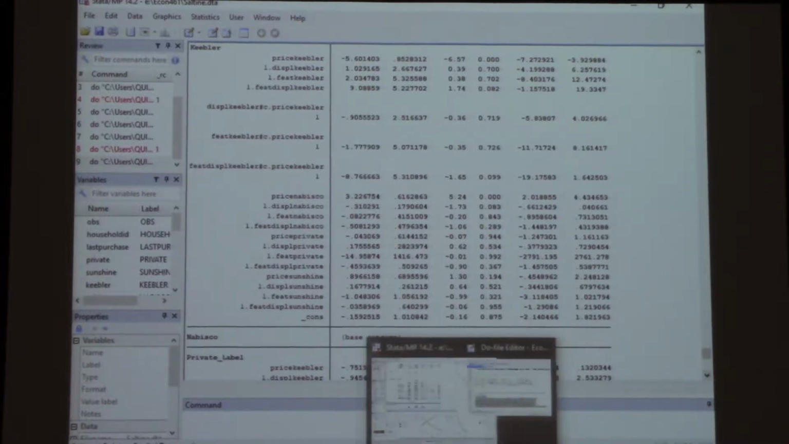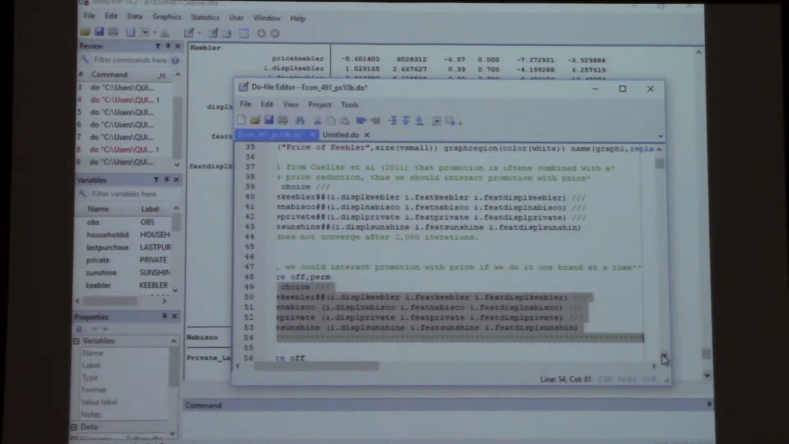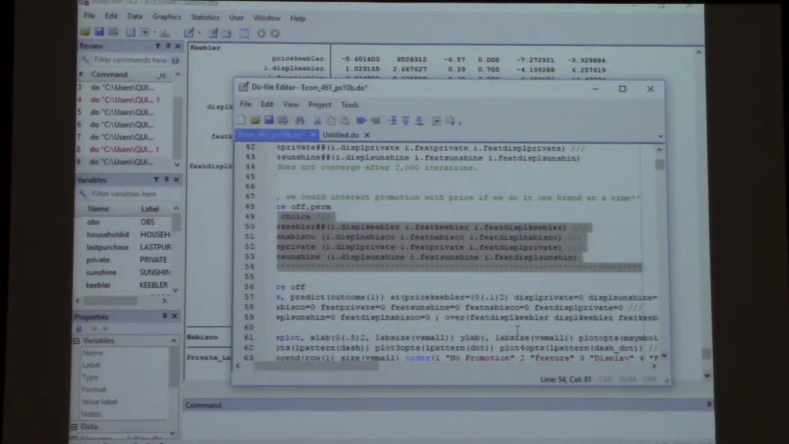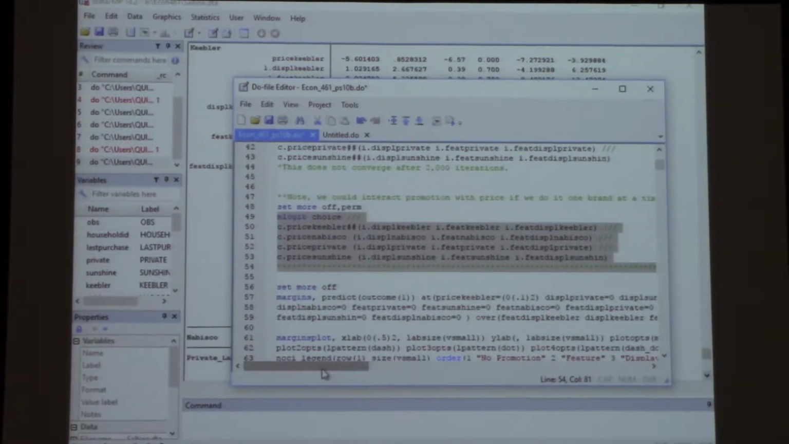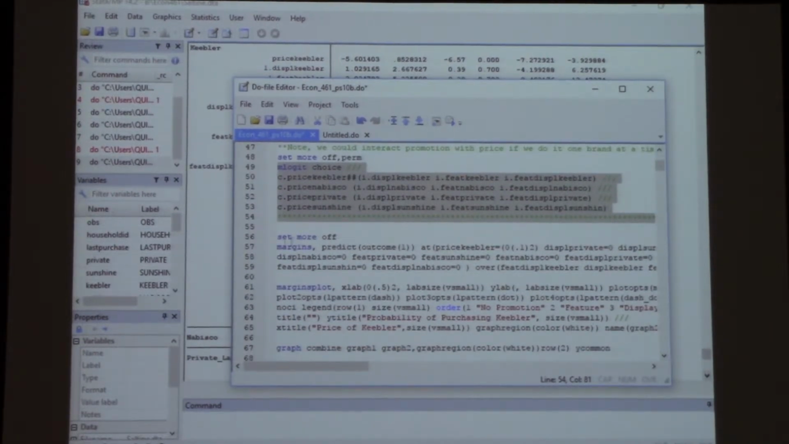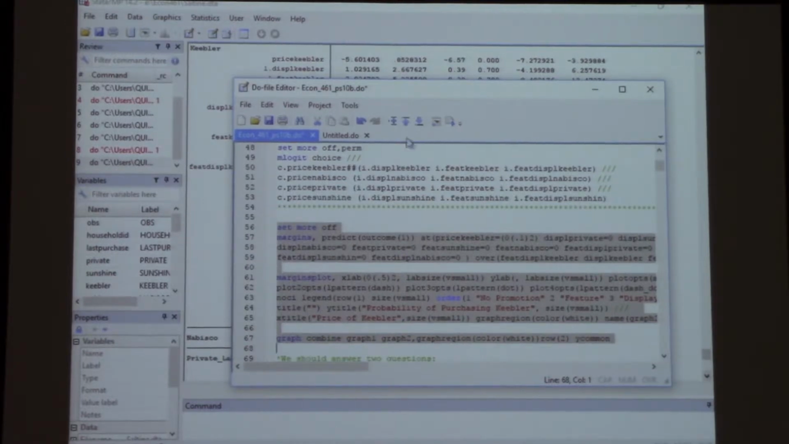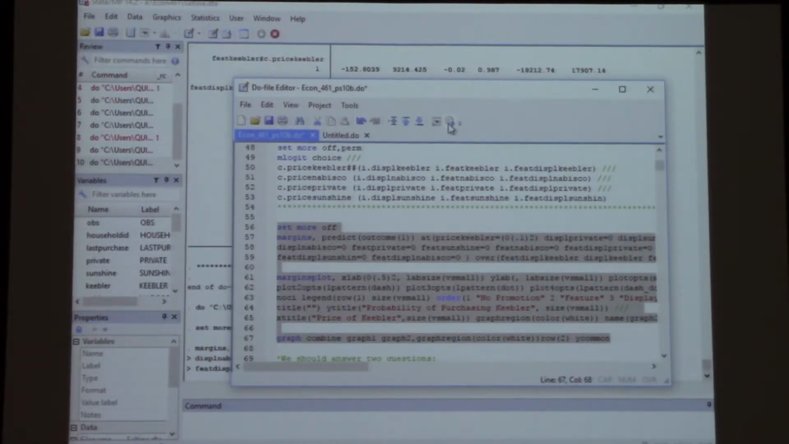Now the question is, does it really matter if we interact them or not? Well, let's see. Let's graph it with the interactions and then graph it without, and then compare the two using our graph combine function that we love so much.